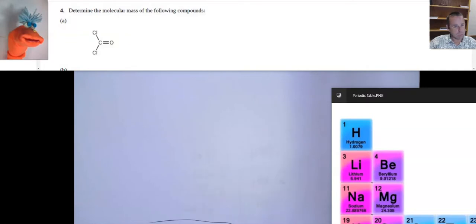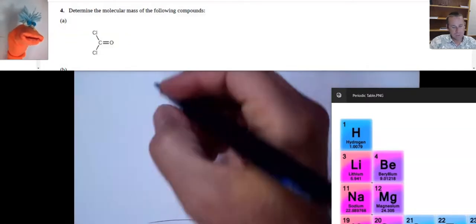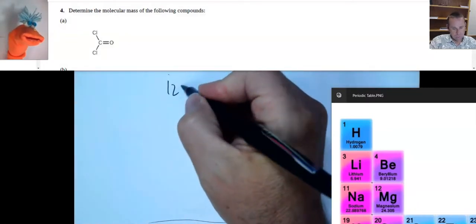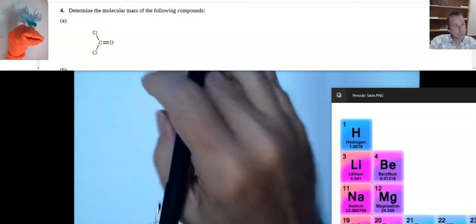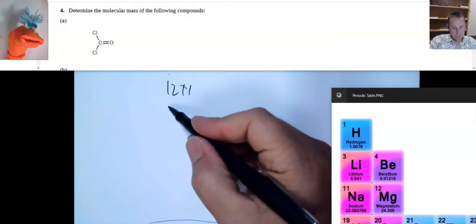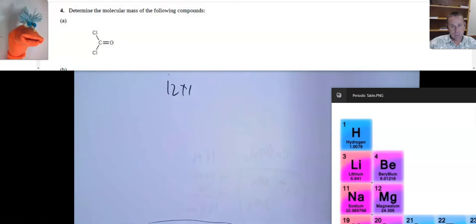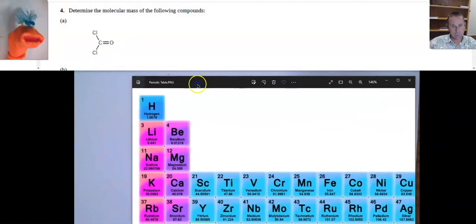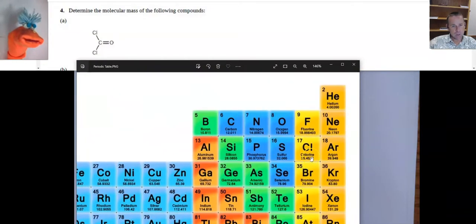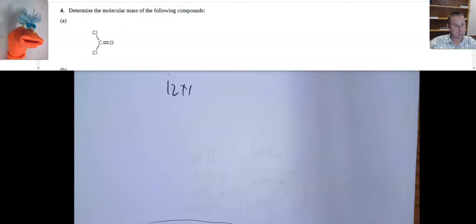And it's pretty straightforward, right? 1 carbon, 2 chlorines. What's the mass of chlorine? Isn't it 35.45? Okay, good. 35.45, so we'll go 35.5. Is that okay? Okay.